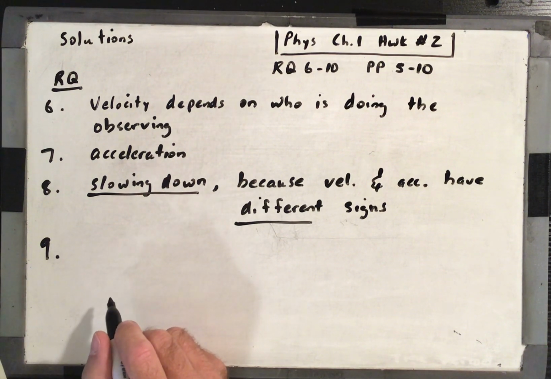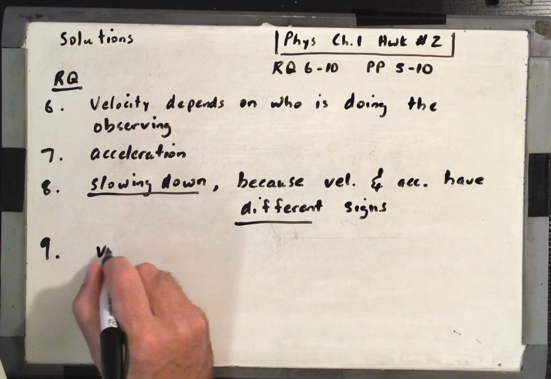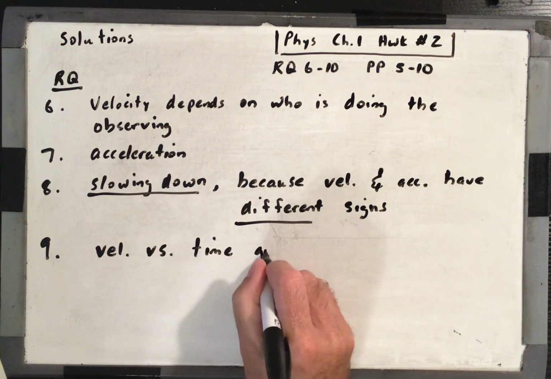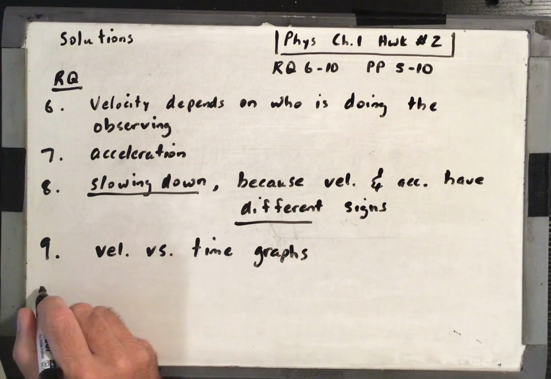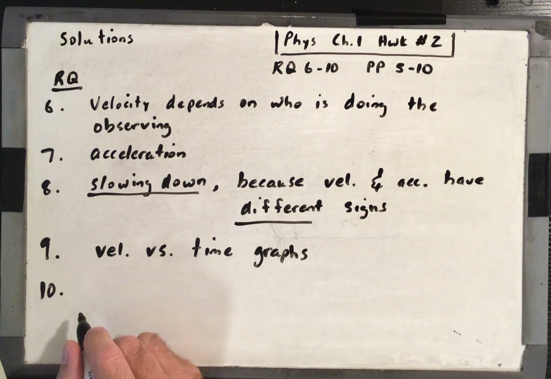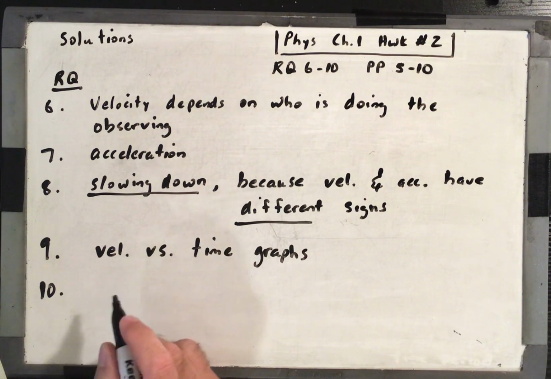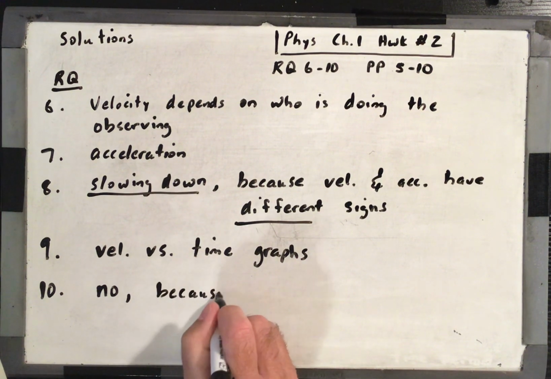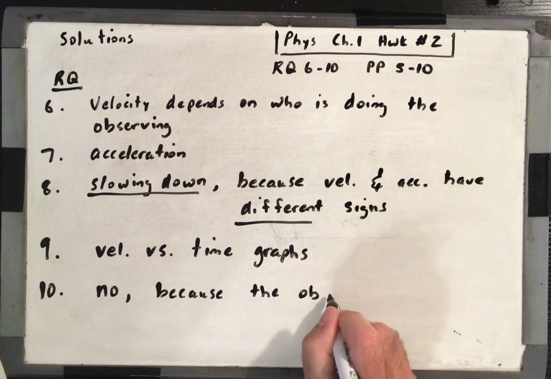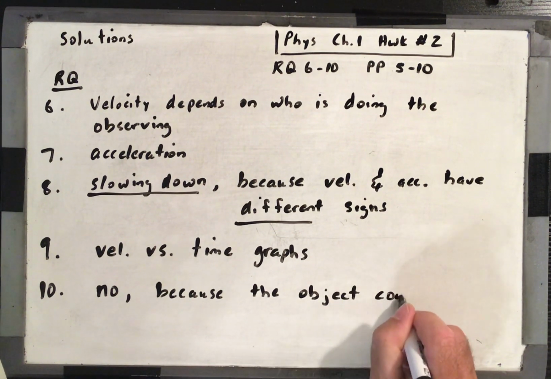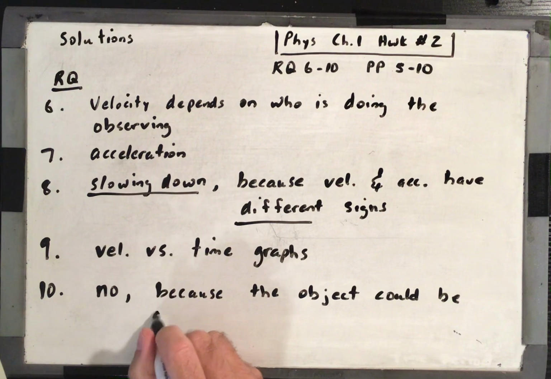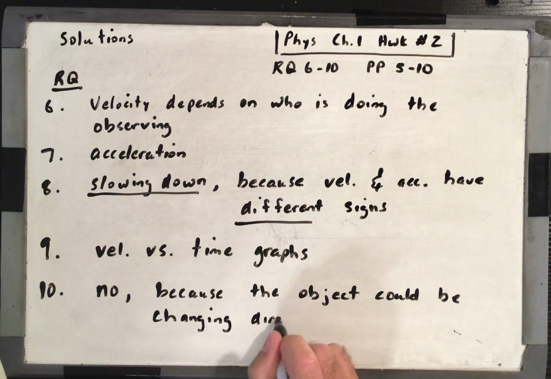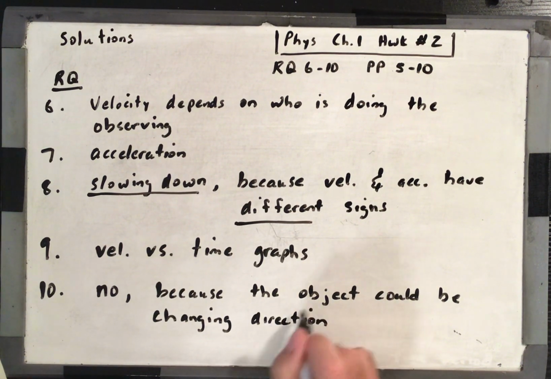Okay, number 9, what kind of graphs do you study if you're interested in learning about acceleration? That'd be velocity versus time graphs. And then number 10, an object's velocity is 0. Does this mean its acceleration is 0? No. And that's because the object could be changing directions. So its velocity would be 0 at that point where it changes direction, but not necessarily the acceleration.